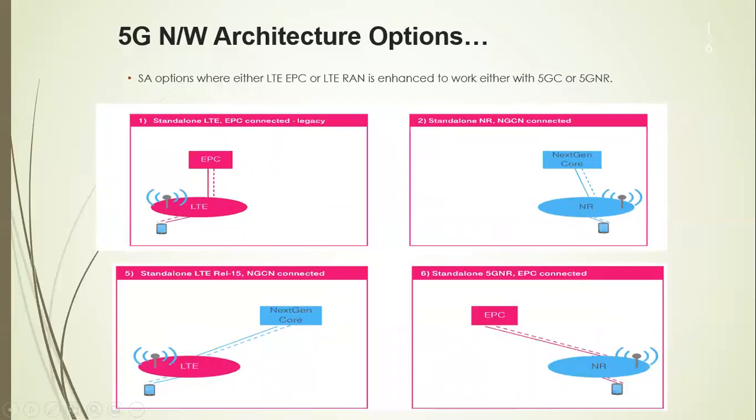And in the 5th option, 5G core communicates with LTE node B, and LTE node B will have RRC connection with the device. And in the 6th option, we have EPC core communicating with G node B and communicating with the device. Here, these two options are basically like interworking. 5G core can interwork with eNodeB, where you can utilize the existing eNodeB for providing the service.